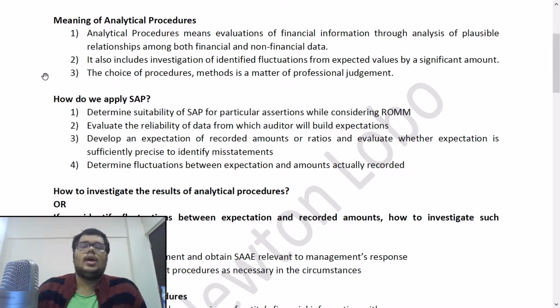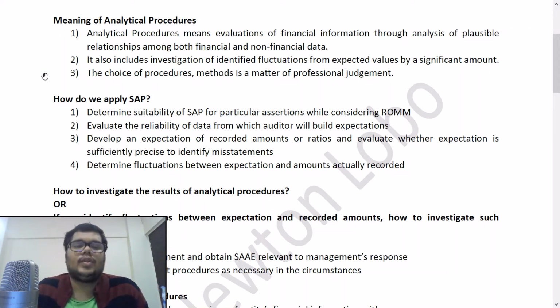Point number two, it also includes the investigation of identified fluctuations from expected values by a significant amount. So in the first case, you will first compare two periods or two numbers. Now you will get some difference. You need to investigate the reason for that difference only if the difference is of a significant amount. If there is a very small difference, you may just choose to ignore it on the basis of materiality. But if there is a difference of a significant amount, you will have to investigate the reason for that variance.